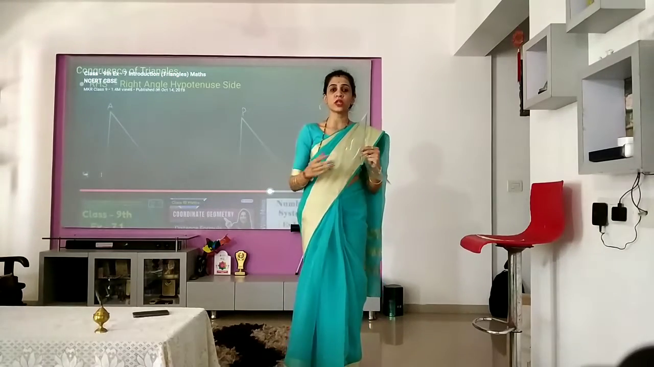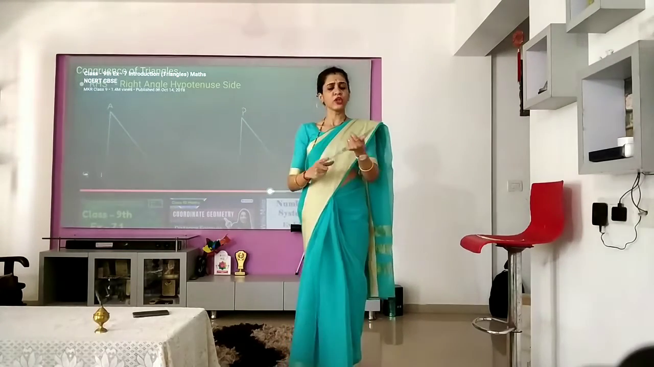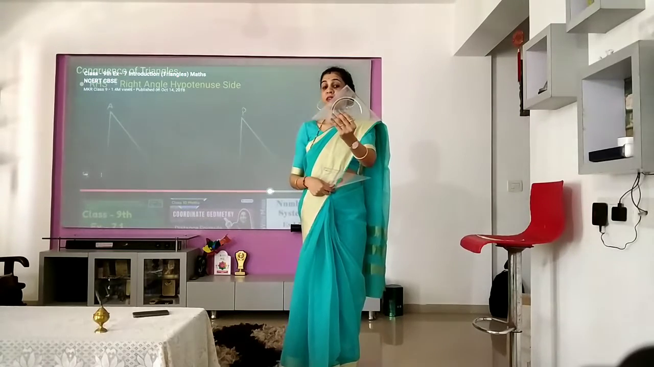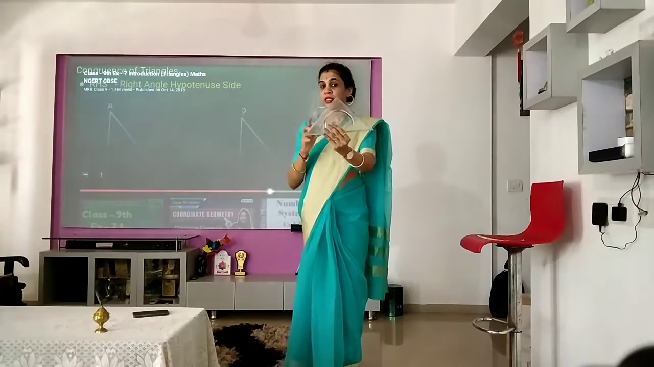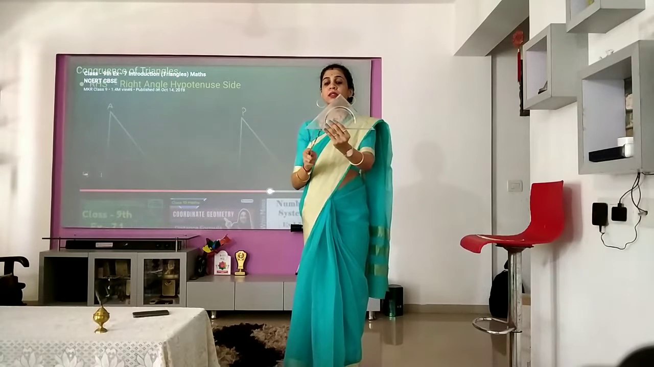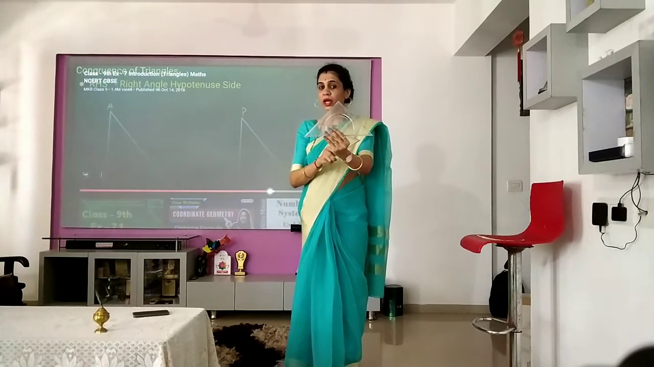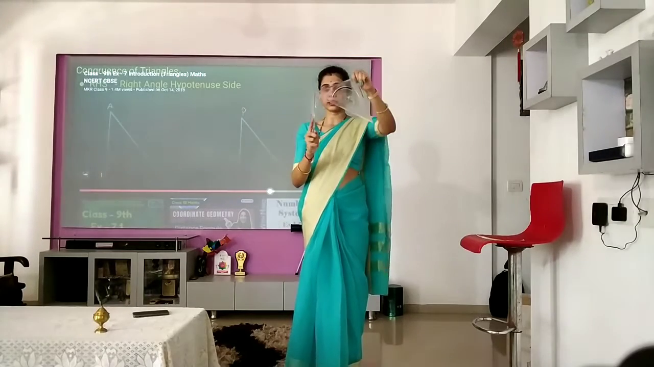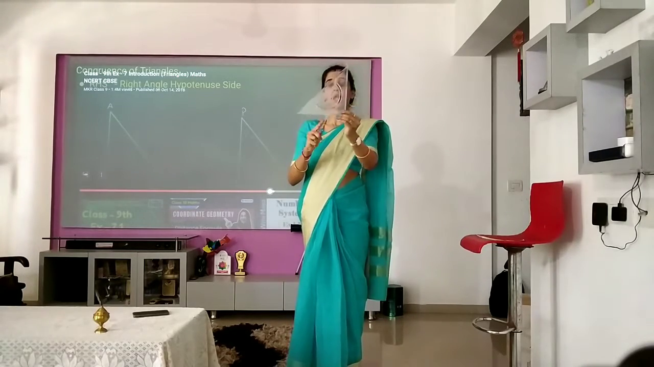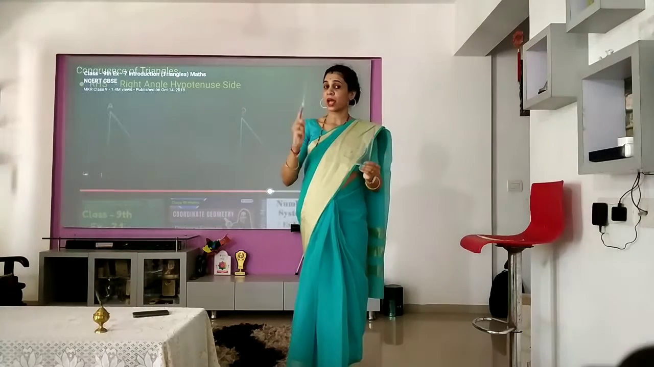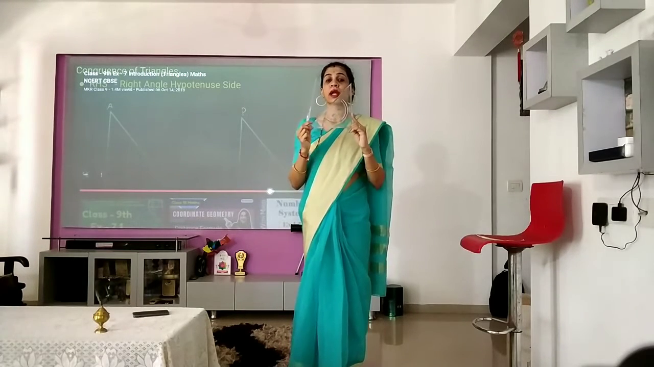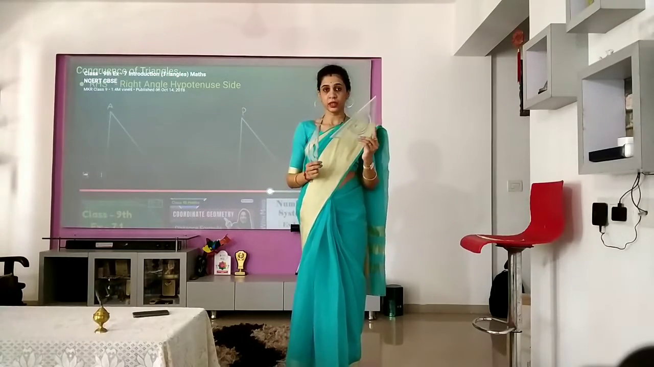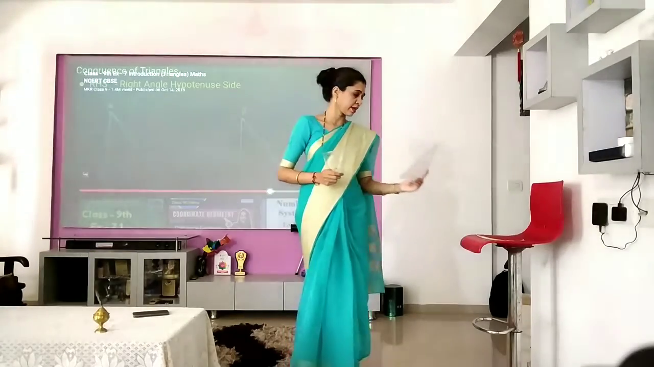Now let us consider the angles. Can you tell me which category this triangle falls in? As you can see, all the angles are acute. These two angles are acute angles and this angle is 90 degrees. So I will categorize this kind of triangle as a right angle triangle.